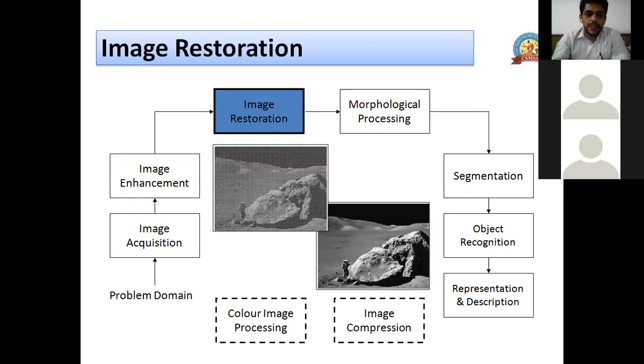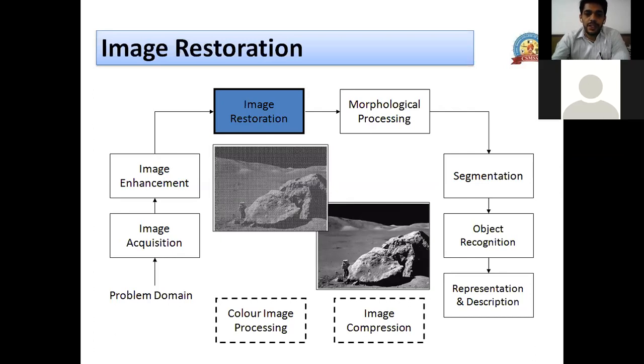The other step is image restoration. In image restoration, after enhancing the image, if there is some noise in the image which we don't want, then that has to be removed, and we need to restore the image so that the noise is cleared from the image and we get a clear image. So that's why after enhancement we go for image restoration.